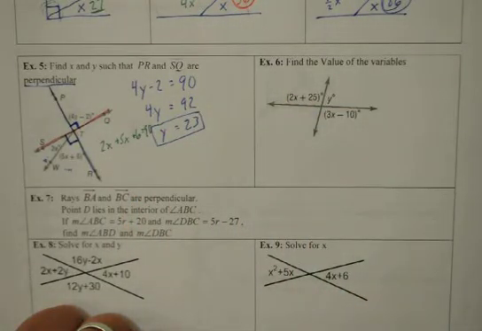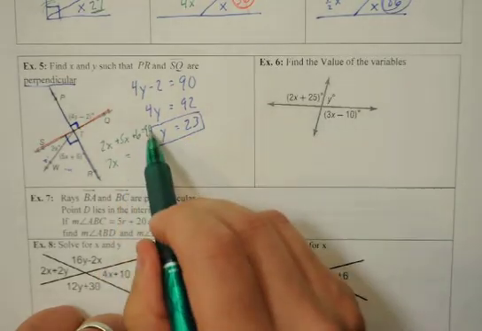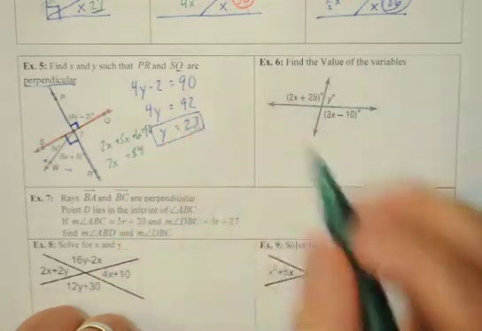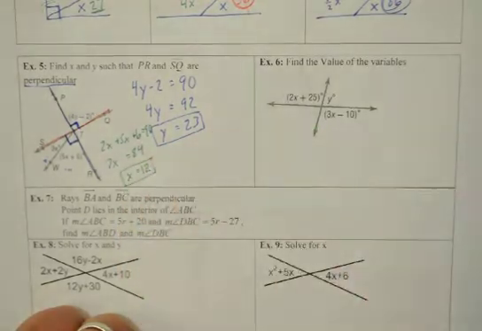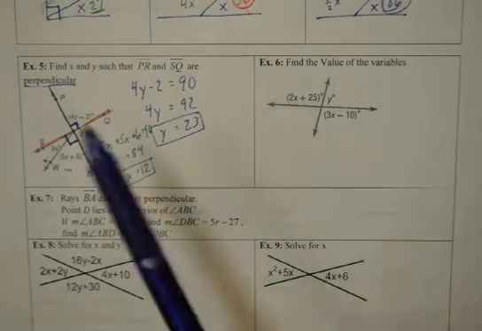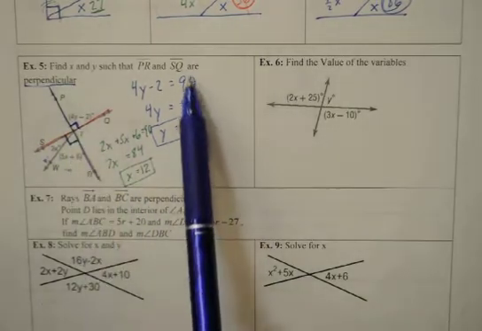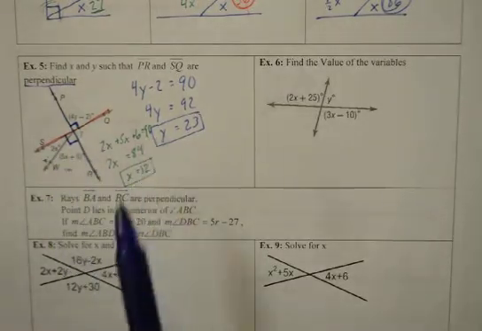Ran out of room a little bit there. That's okay. This is 7x. Take the 6 over. So subtract and divide. And you get 12 for that. So we have it. So to make these perpendicular, 90 was the key. We had to make this equal to 90, and we had to make these two combine to 90.